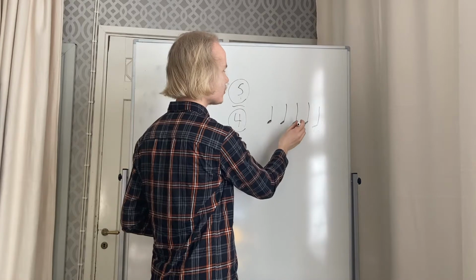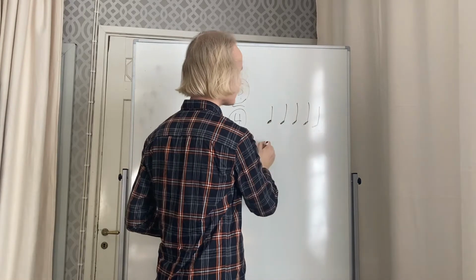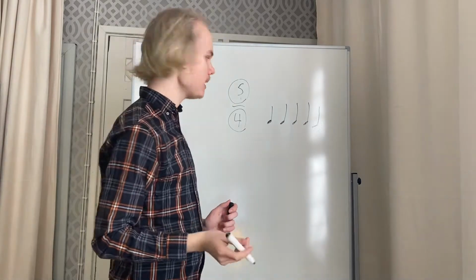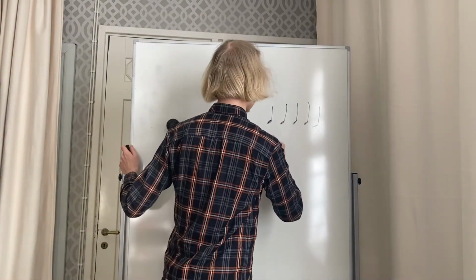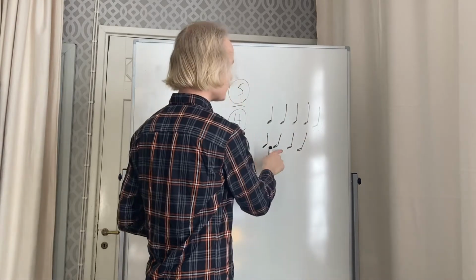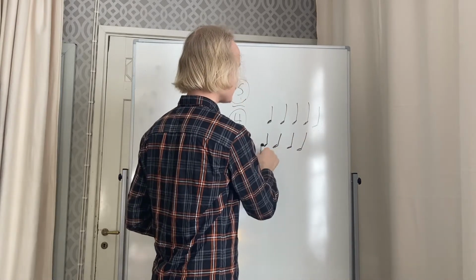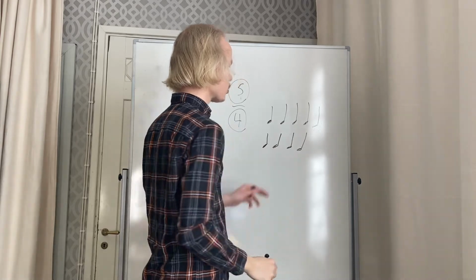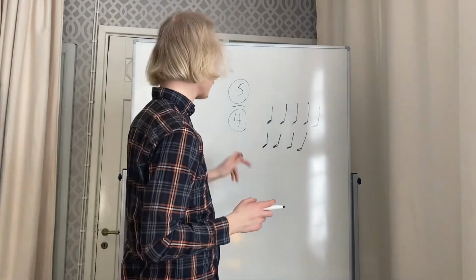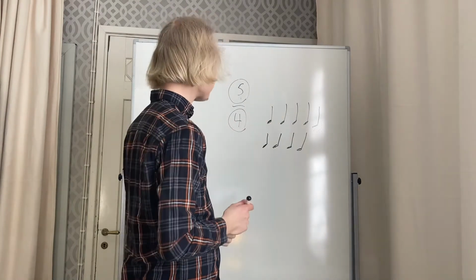1, 2, 3, 4, 5. 1, 2, 3, 4, 5. And if we have the 4/4 time signature, it would be like 1, 2, 3, 4. 1, 2, 3, 4. So we are just adding only 1 note there. So 1 quarter note plus.